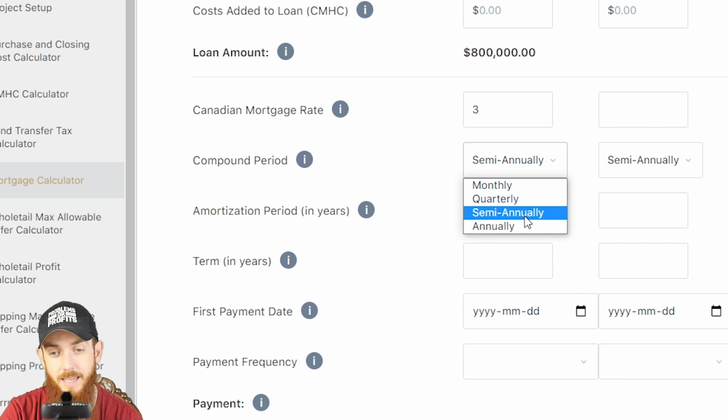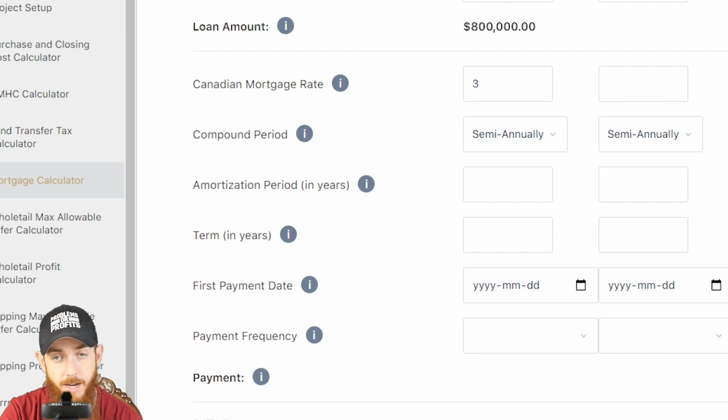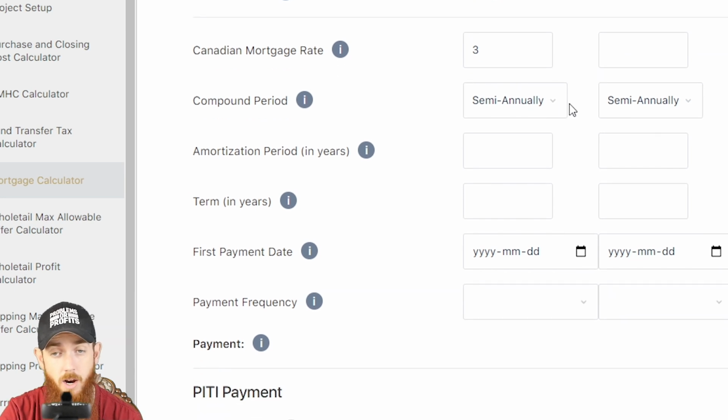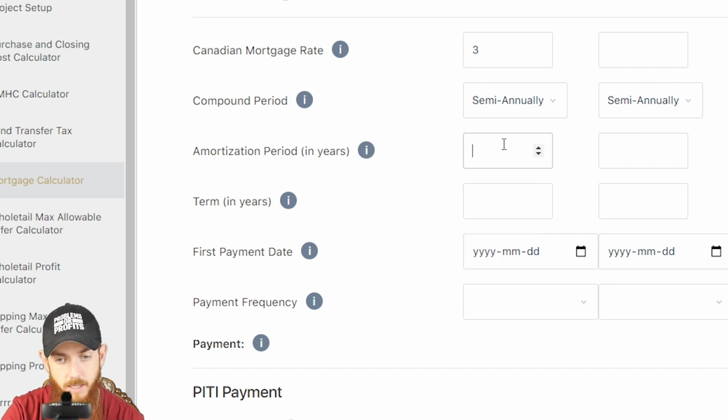If for whatever reason it is different, but the vast majority of Canadian mortgages are going to compound semi-annually, you can change it to monthly, quarterly, semi-annually, or annually. Maybe you've got some unique private financing terms that are different than semi-annual. Now the amortization period, again, this is the total number of years it will take to pay off the full loan amount. A Canadian mortgage is normally 25 years or 300 months. So in this case, I'm going to put down that 25 years.